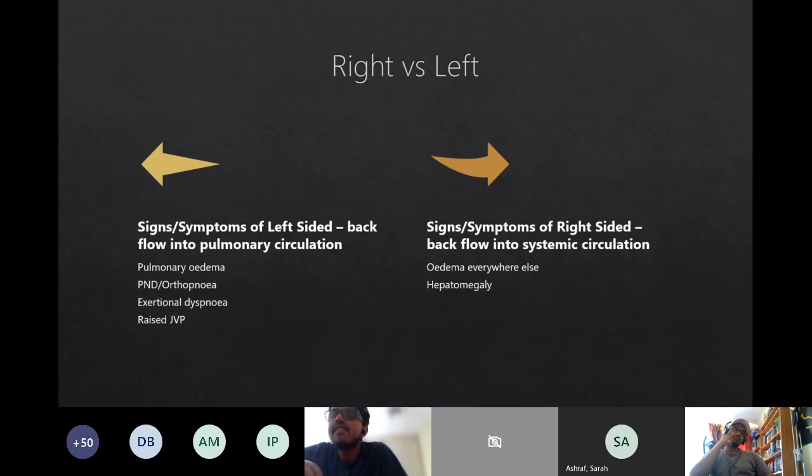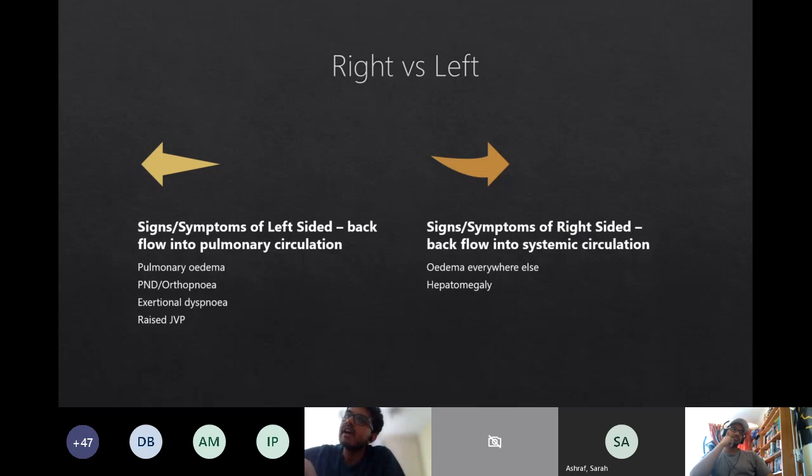And don't forget the signs as well. You'll get a raised JVP, which is remarkably useful. Raised JVP is more right-sided, isn't it? I think it's left-sided. I think it's both, actually. I mean, the JVP would be venous system, so it would have to go all the way around to the right side to track back up, no? Yeah, but I think because it's pretty close to the lungs, you do get a raised JVP in left-sided as well. Okay.